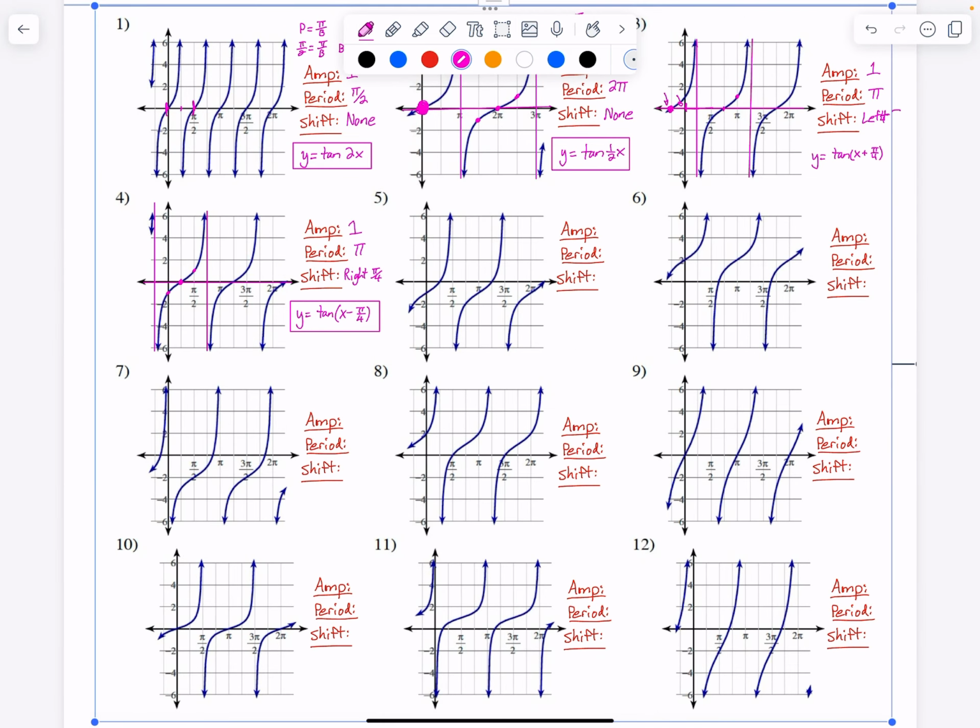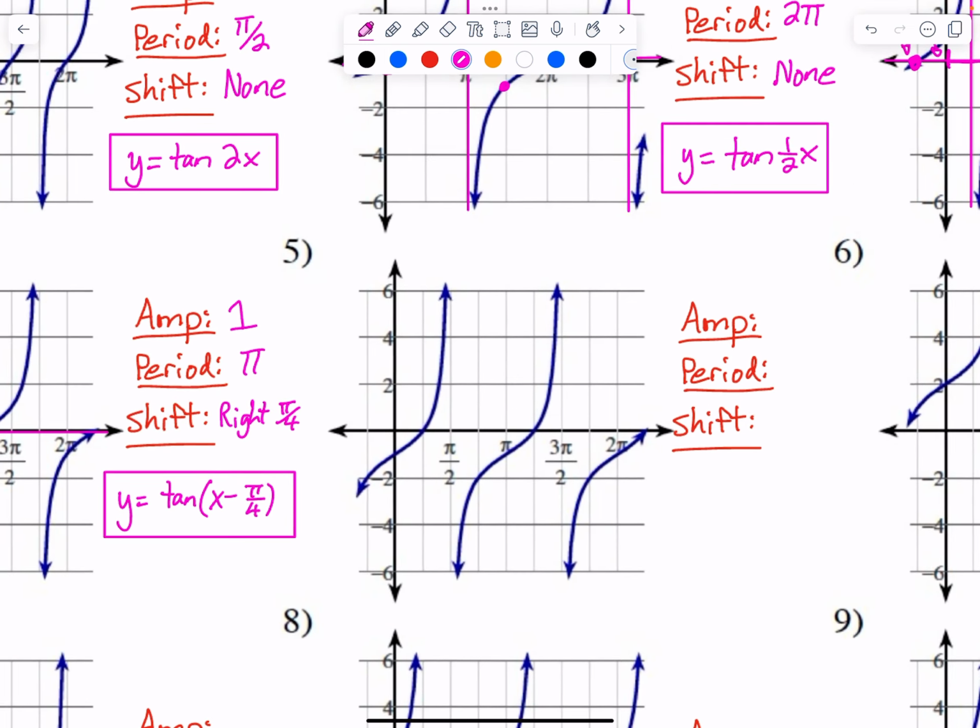So that would be my function. Tangents typically, I feel like we get to do a little bit less work than the sines and cosines. Sorry, it keeps zooming out on me like that. I know it's pretty annoying.